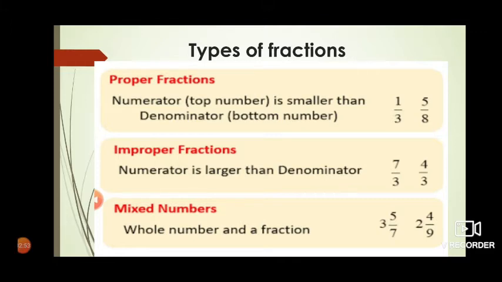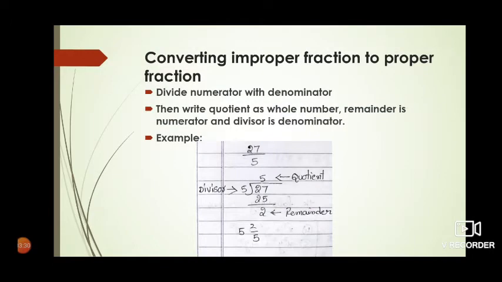So the same thing: whenever we say a proper fraction, the big number is down and it carries a small number, the numerator, then it is called proper. Improper means the larger number is in the numerator and the smaller number is in the denominator, then we call it an improper fraction. And mixed, the name itself shows mixing, meaning a combination of a whole number and a proper fraction. The combination is called a mixed fraction.